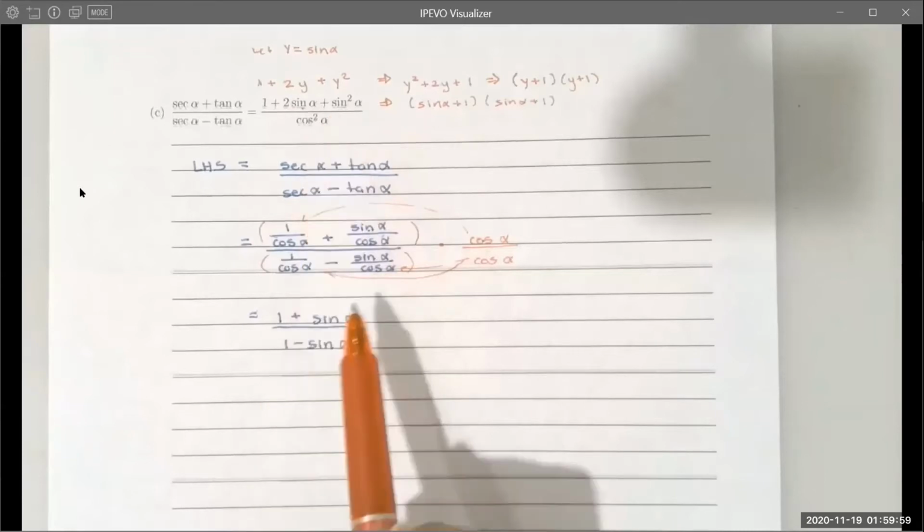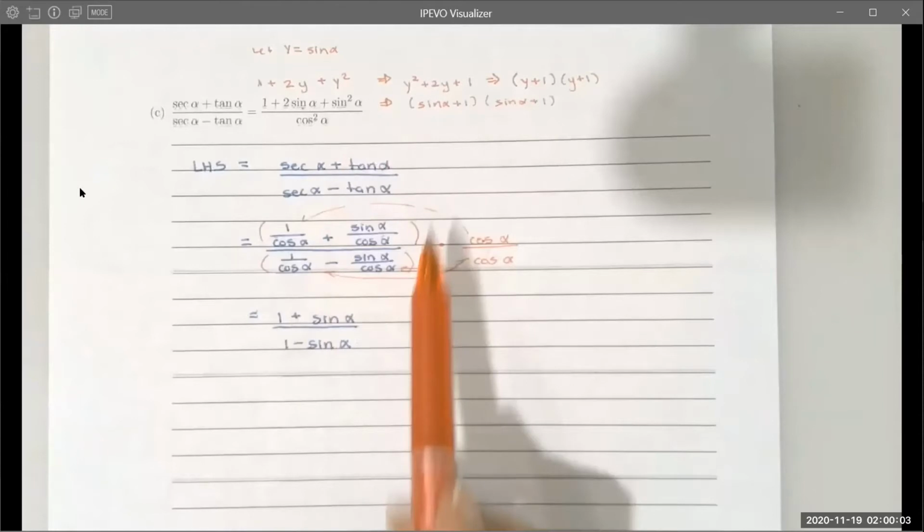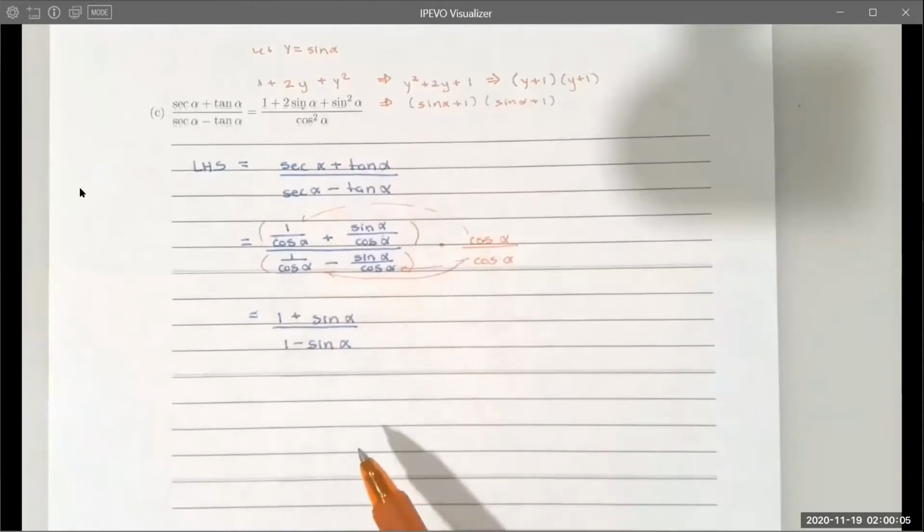So in order to go from this to this, what should I do to the numerator? Well, to numerator and denominator. I can't just do it to the numerator. But what should I do? What could be my next step?